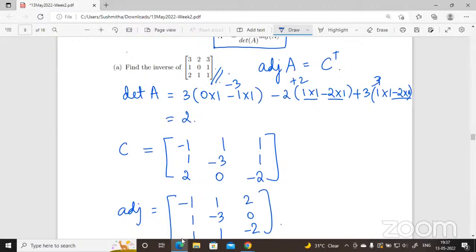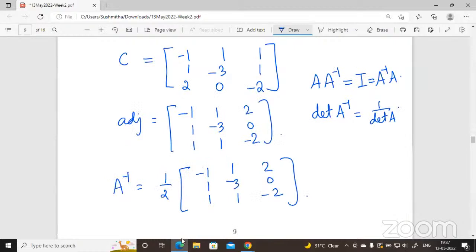So what properties does the inverse have? What is A into A inverse? That is the identity matrix. And what is the determinant of A inverse? 1 upon determinant of A. And then there are some properties related to the determinant of the adjoint, right? A into adjoint of A is what? Determinant of A into identity. Some properties related to adjoint. Most of the questions are related to all these properties.